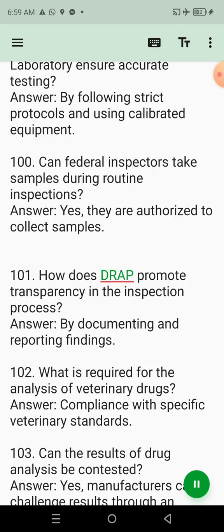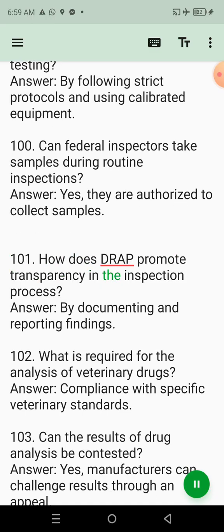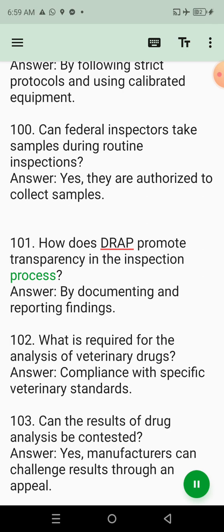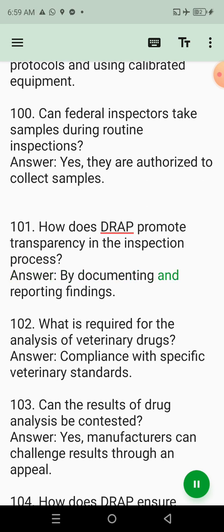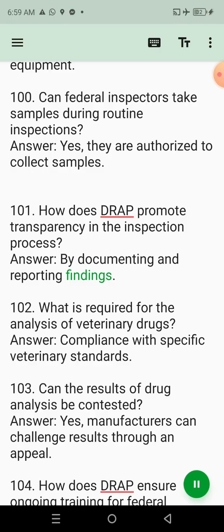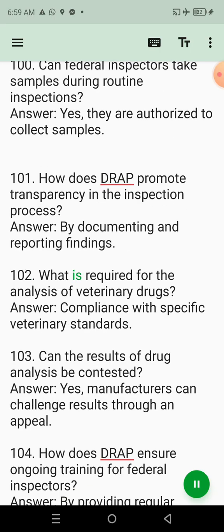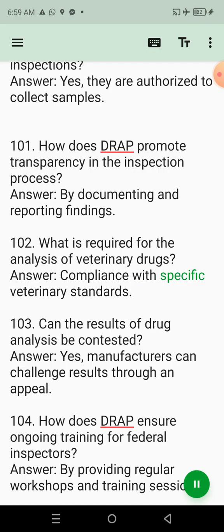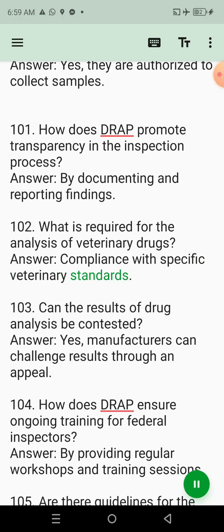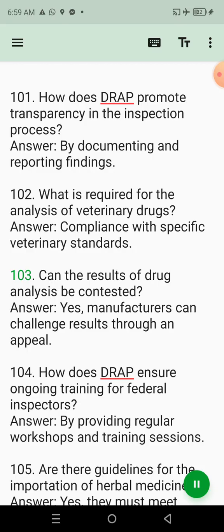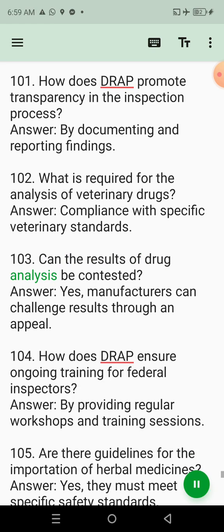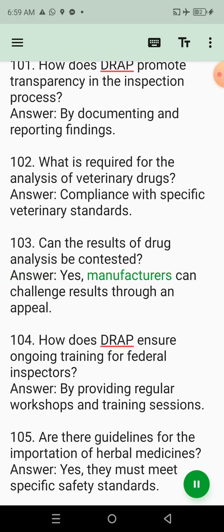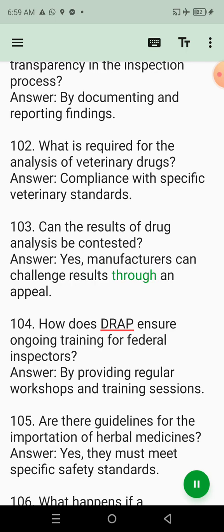101. How does DRAP promote transparency in the inspection process? Answer: by documenting and reporting findings. 102. What is required for the analysis of veterinary drugs? Answer: compliance with specific veterinary standards. 103. Can the results of drug analysis be contested? Answer: yes, manufacturers can challenge results through an appeal.